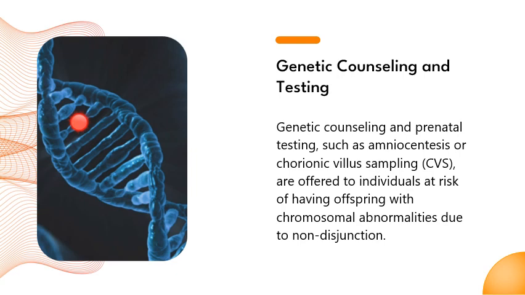So to wrap everything together, non-disjunction is a genetic event where chromosomes fail to separate properly during cell division, which leads to aneuploidy. It can occur during mitosis or meiosis and is a significant cause of chromosomal disorders in humans, with consequences that range from mild to severe developmental abnormalities and intellectual disabilities. Understanding non-disjunction is essential for genetic counseling and prenatal care.